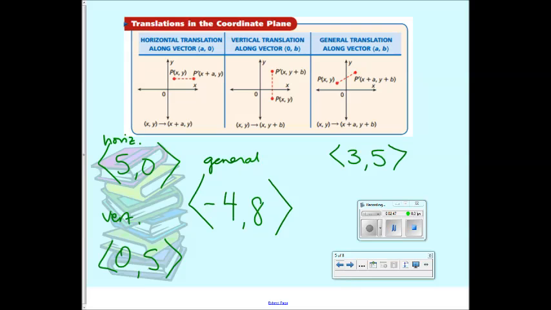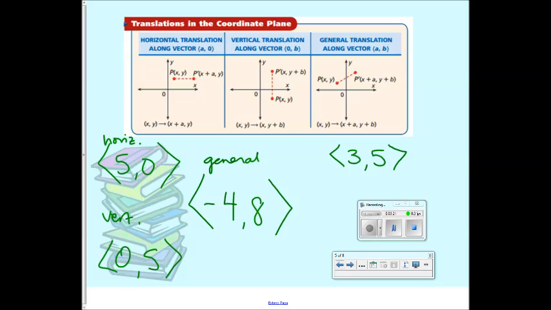Okay. So if it were a square, you'd move all 4 points to the right 5. And if it were vertical, like the bottom one, that one's positive 5, so you would move all 4 points up 5. If it were general, you would move all 4 x's left 4, and then all 4 y's up 8. Again, don't overcomplicate this in your mind. Do what you would think you would do. If that confuses you, just think of those as the directions you're moving.